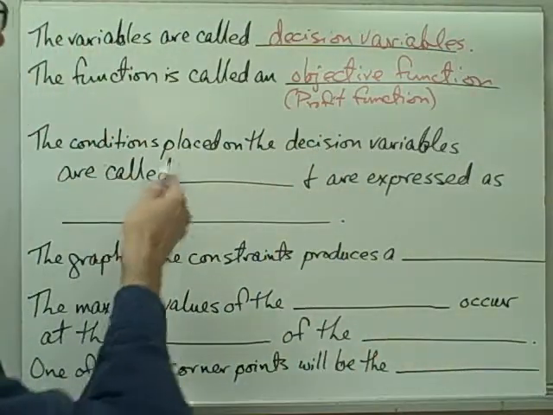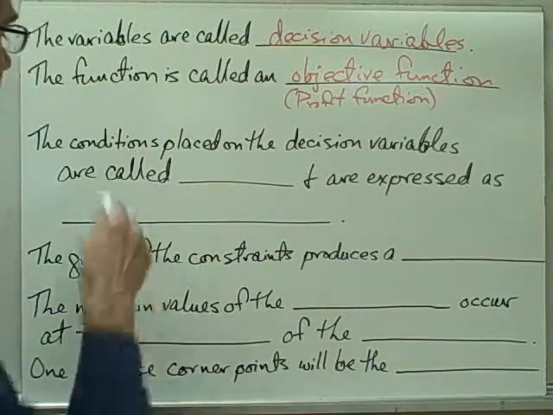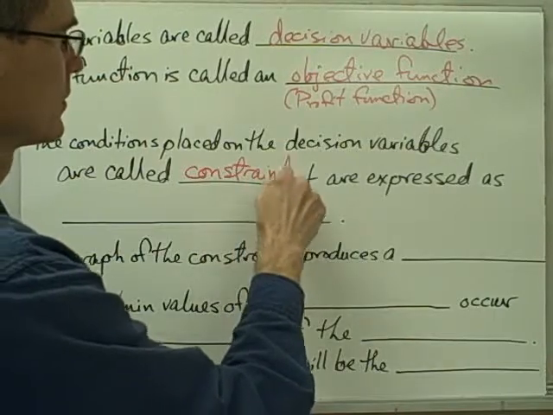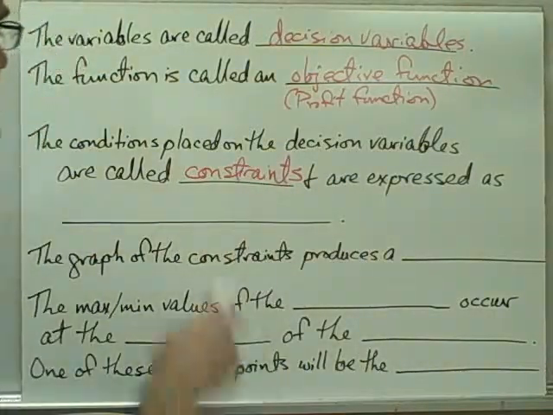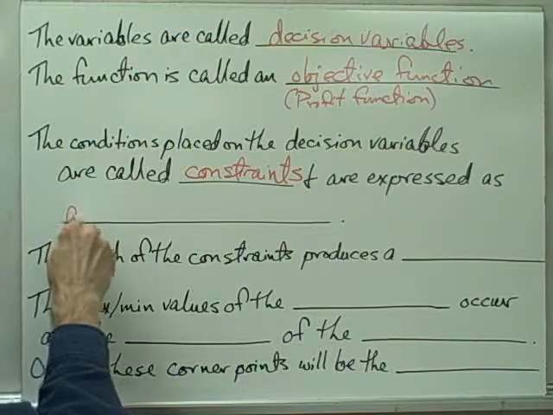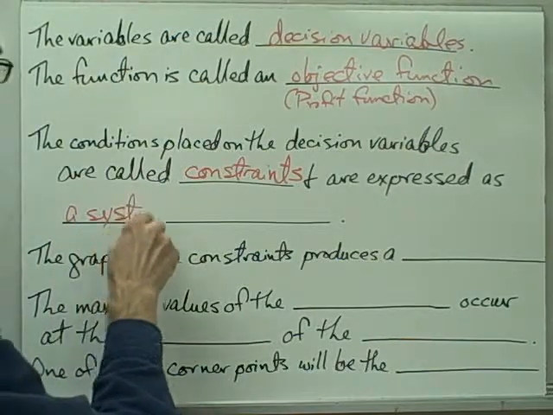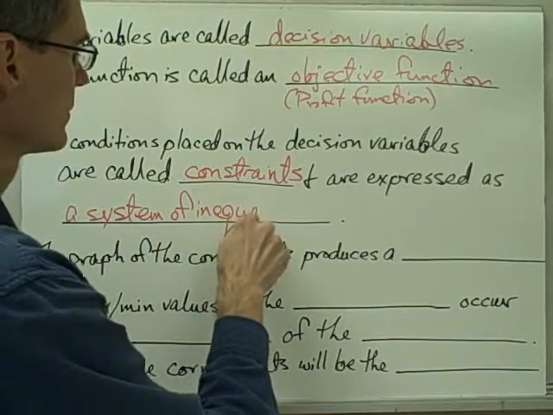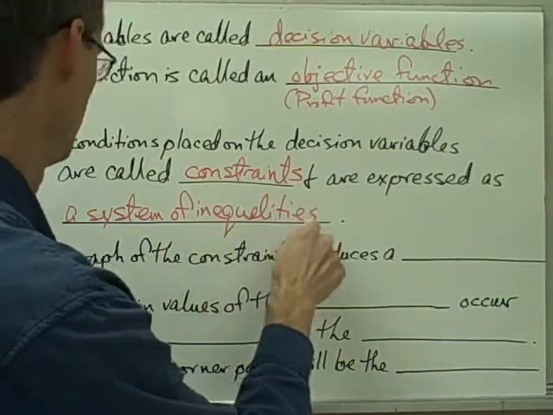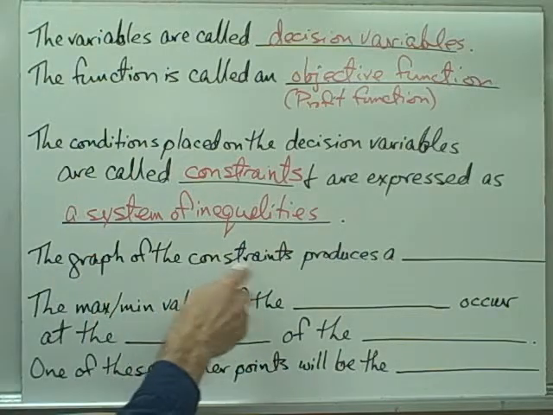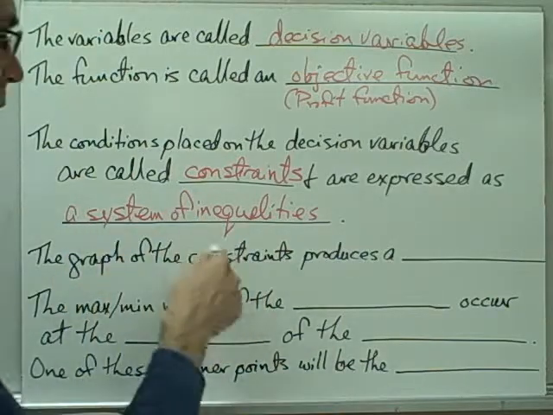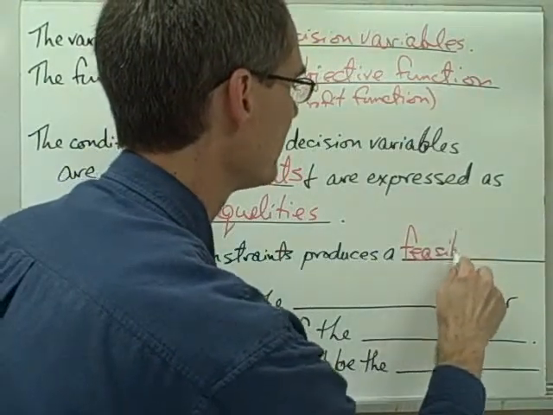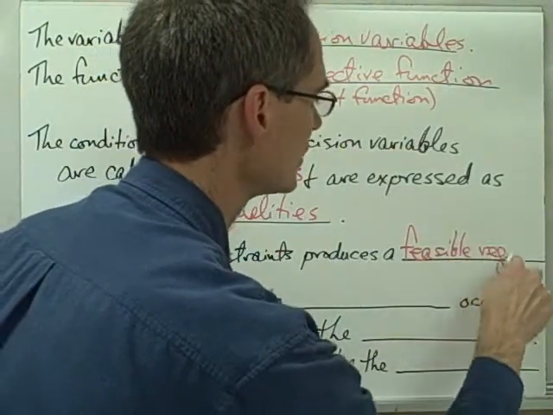Now, the conditions that are placed on the decision variables are called constraints. And the constraints are expressed as a system of inequalities. Now, the graph of the constraints, that is the graph of this system of inequalities, produces something that's called a feasible region.